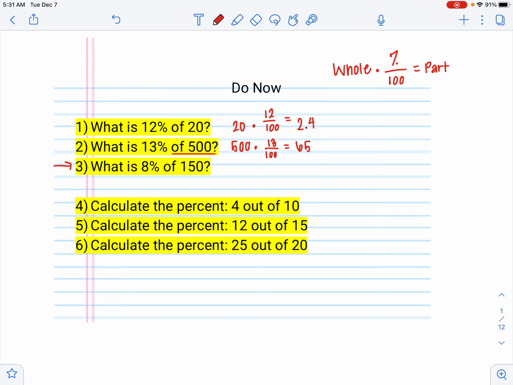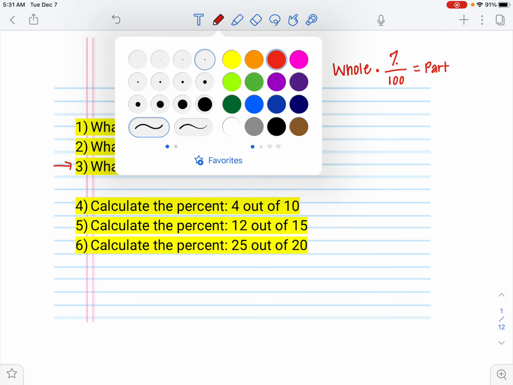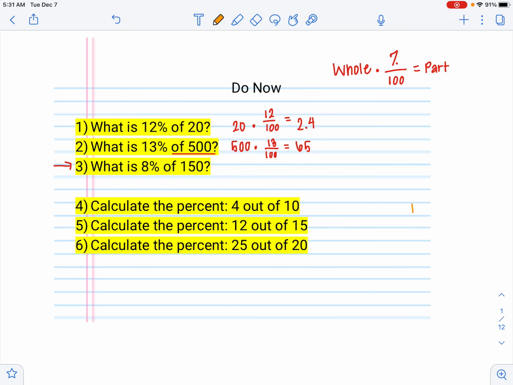Questions 4, 5, and 6 are a little bit different because now we have the part and the whole, and we need to calculate the percent. Yesterday, we learned that part over whole times 100 is equal to percent. So in this case, I would simply divide 4 by 10 times 100, which is equal to 40%.